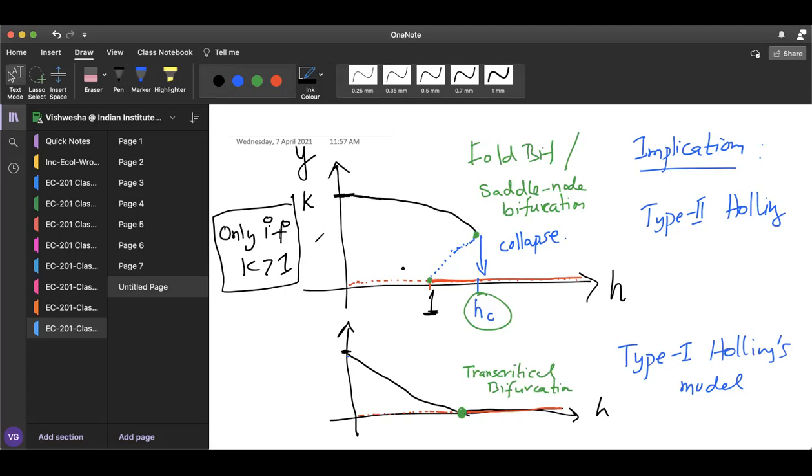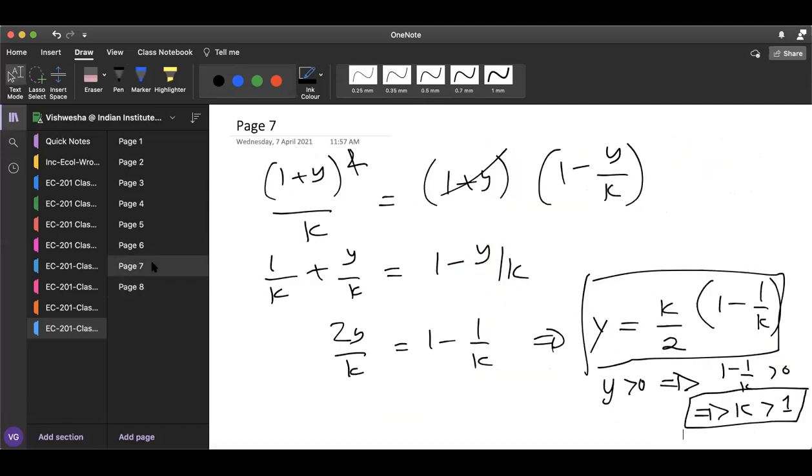Sir, one small question. Can you go to the previous slide? Is there a reason why you wrote y equals k by 2 into 1 minus 1 by k as opposed to k minus 1 by 2 directly? You can just multiply k inside and write y as k minus 1 by 2. No, there is no reason, I just haven't simplified. You're right, I can do that. Basically, k minus 1 by 2. Then the condition becomes clearer, k greater than 1.